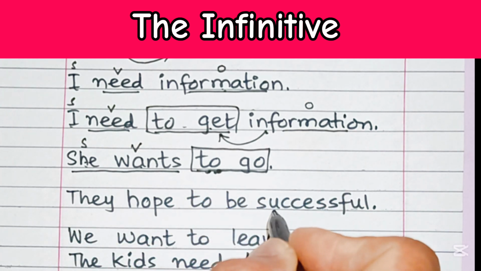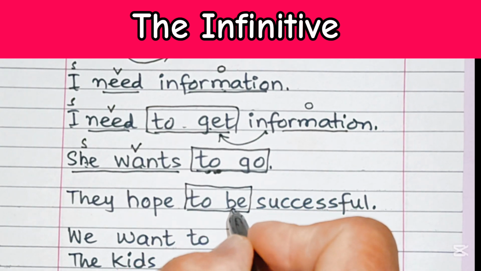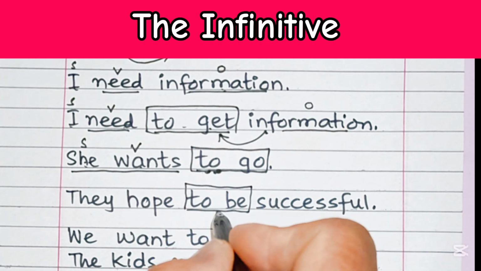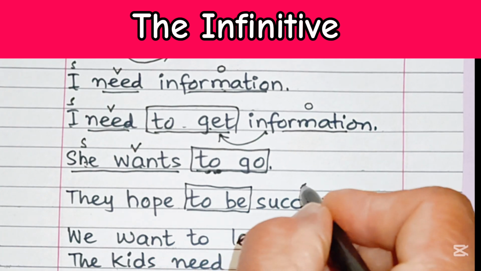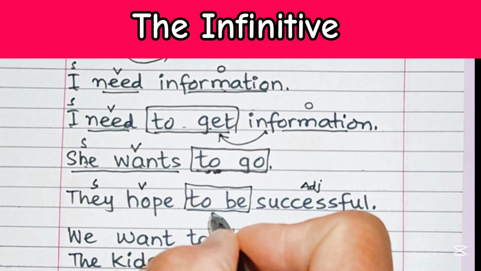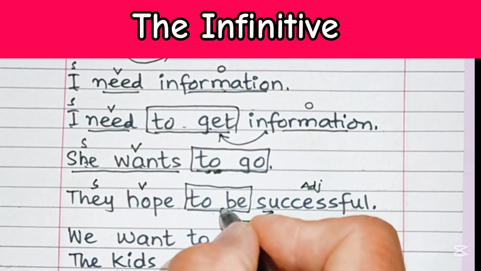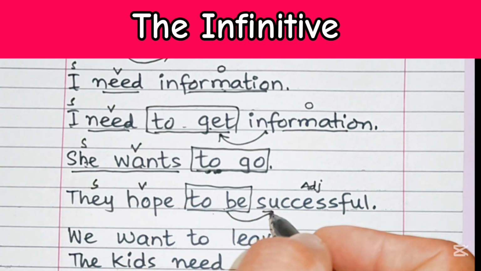They hope to be successful. So again over here, to followed by the simple form of verb, they hope to be successful. Here is the infinitive to be, and then here is an adjective, this one. This is the subject, this is the verb, and then this is infinitive that is followed by successful, which is an adjective. And this is being used after the infinitive to be.